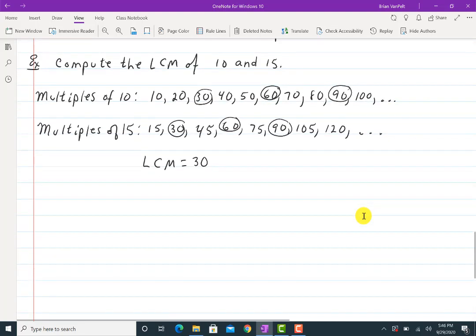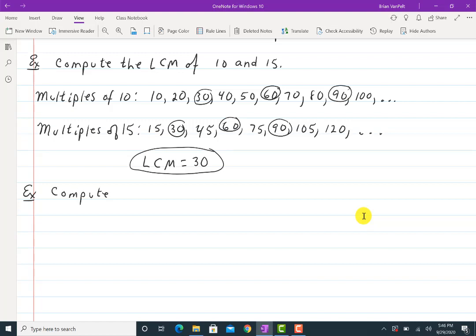Let me try another example. Let me circle this to let you know that this problem is finished. I did what was asked of me. Compute the LCM of 6 and 8. So I'll play the same game I did before. I'll look at the multiples of 6. So I have 6, basically count by 6s.